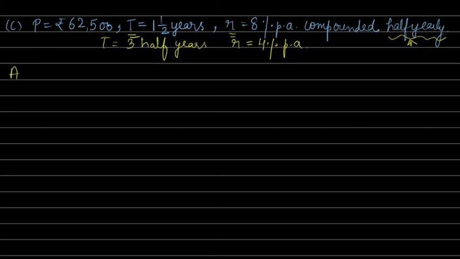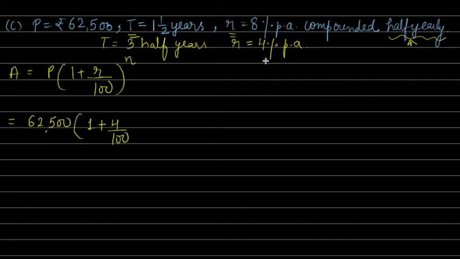Let's calculate the amount first, writing the formula P(1 + R/100)^n. P is how much? 62,500. 1 plus R, 4 upon 100, we have just made the rate half, and n will be 3 now. Okay, so we have done these changes. Now we can cancel: 4 2s are 8 and 4 5s are 20. So this becomes 62,500 (1 + 1/25). So 25 will be the LCM, and this becomes 25 plus 1.